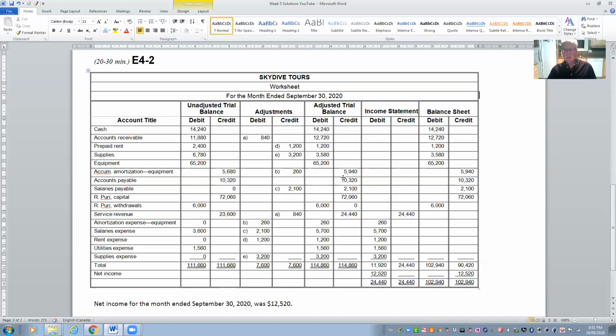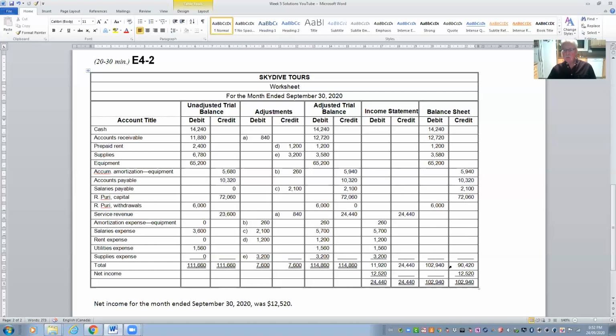We have amortization. It's again that contra asset, so that's why it's a credit balance. It moves over into the balance sheet because it is an asset, but it's just a contra asset behaving the opposite way. You have a couple of liabilities that move over. We have our capital amount that moves over into the balance sheet, and we have our drawings or withdrawals amount that moves over into the balance sheet. We total up this debit column to arrive at $102,940. We total up all our credits to arrive at $90,420.